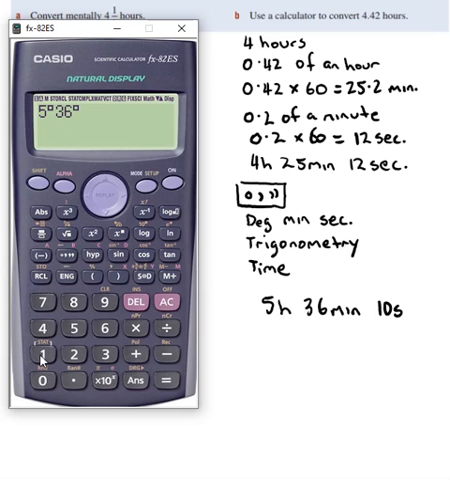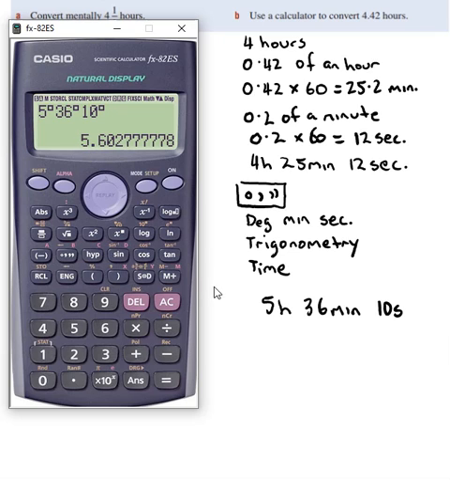And then finally 10 seconds. Now when I press equals, let's see what happens. It enters into the calculator, so it's stored in there now. So how do we change it to decimal? I think all we need to do is do a shift and then our degrees, minutes, seconds button. And look at that. There's our decimal version of this.